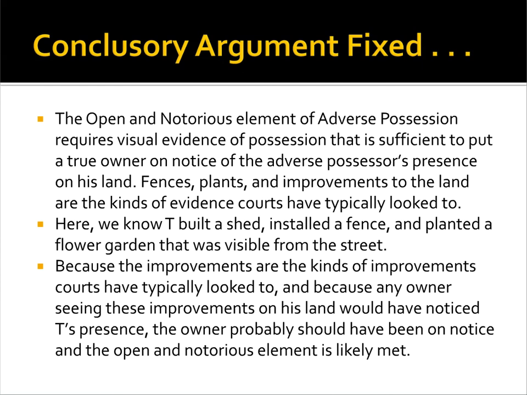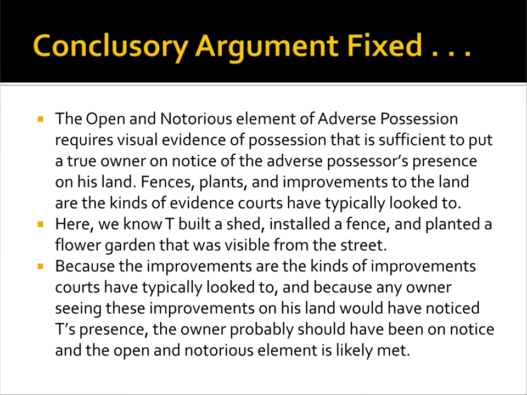You'll notice that much of what is included was actually included on the prior slide, but here you have additional details, and it's the details that is really the key. So let me read this. The open and notorious element of adverse possession requires visual evidence of possession that is sufficient to put a true owner on notice of the adverse possessor's presence on his land. Fences, plants, and improvements to the land are the kinds of evidence courts have typically looked to.